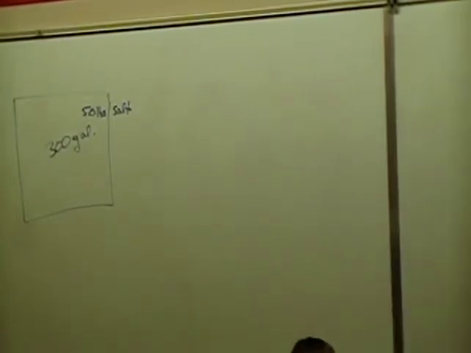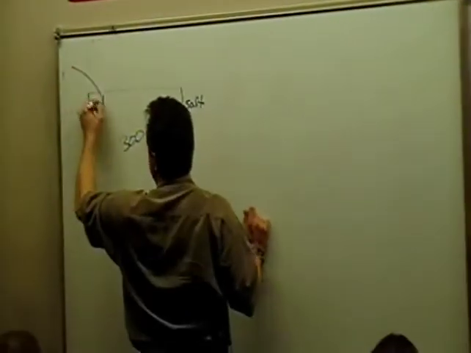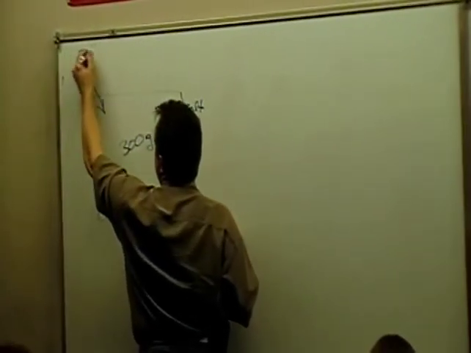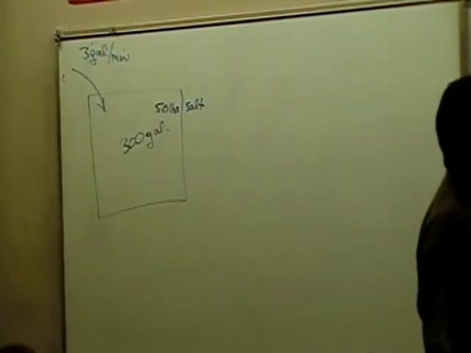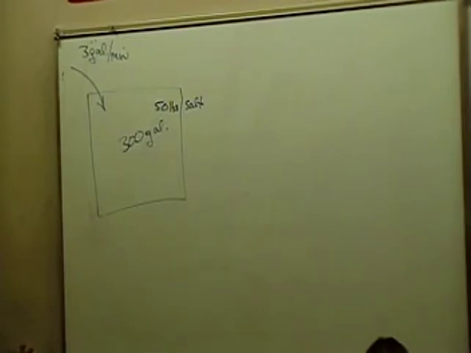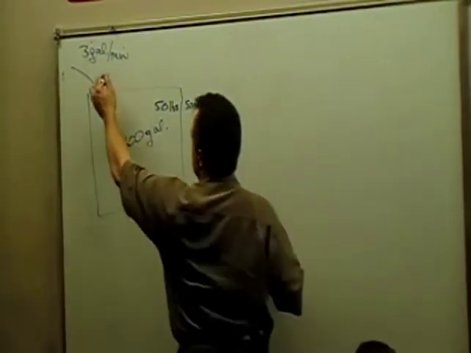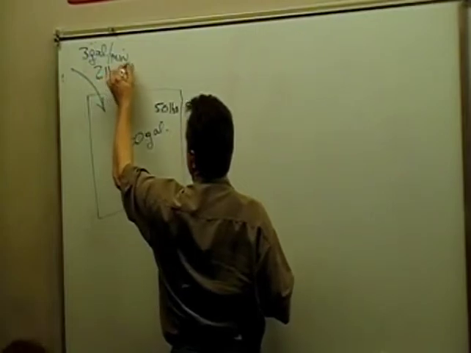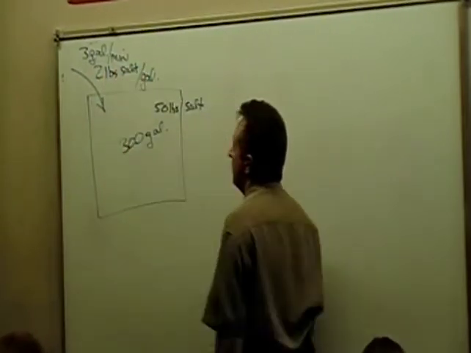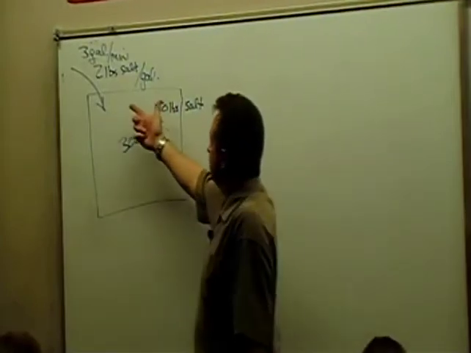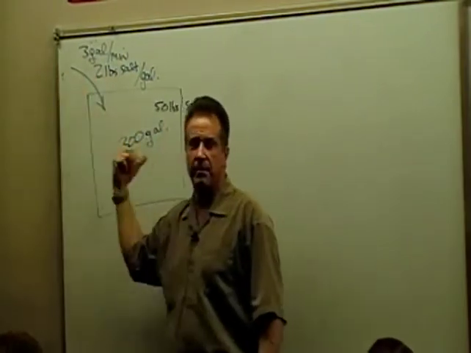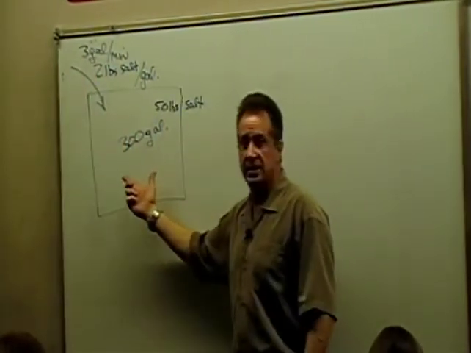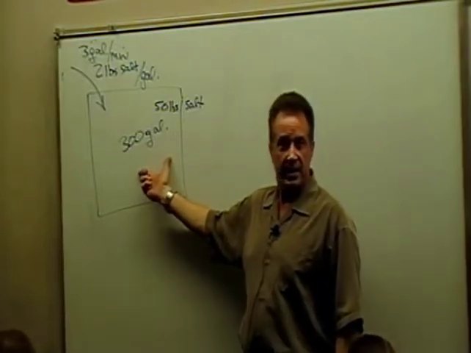A brine solution is pumped into the tank at a rate of 3 gallons per minute. So brine, salt water, is being pumped in at 3 gallons per minute. We state that the concentration of that brine solution is 2 pounds of salt per gallon. So there's the concentration, 2 pounds of salt per gallon, and 3 gallons per minute being pumped into this tank. Obviously, it's going to change the concentration of salt in the tank, isn't it?